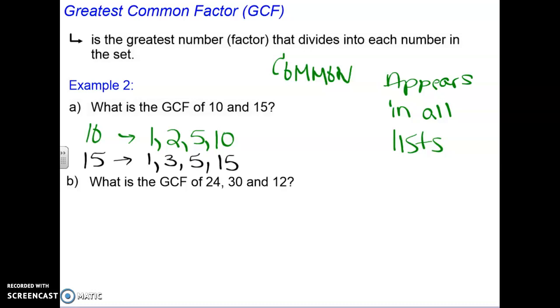So then I'm looking for which numbers do they have in common. So they both have a 1 in common. They both have a 5 in common. So you have to look at which ones you've just circled that are appearing in both lists, and we choose the number that's the largest. So now we would say the greatest common factor of 10 and 15 is 5.